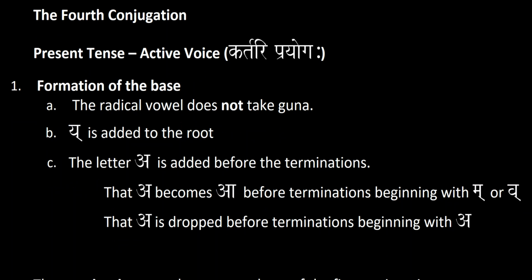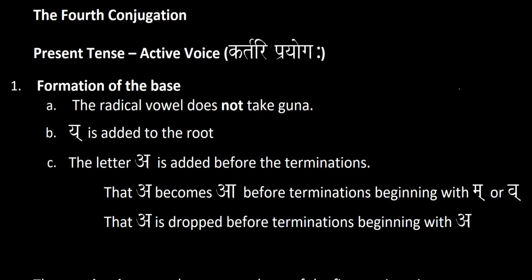Now let's take a look at the formation of the base. What I like about the fourth conjugation is that the radical vowel does not have to take guna. So when we were forming the base, we had to take a look at that table with guna and vridhi and all of the vowels. And we had to look at the medial vowel and the radical vowel, and we had to make sure that they take guna before we actually add our termination endings. For the fourth conjugation, you don't have to worry about that at all.